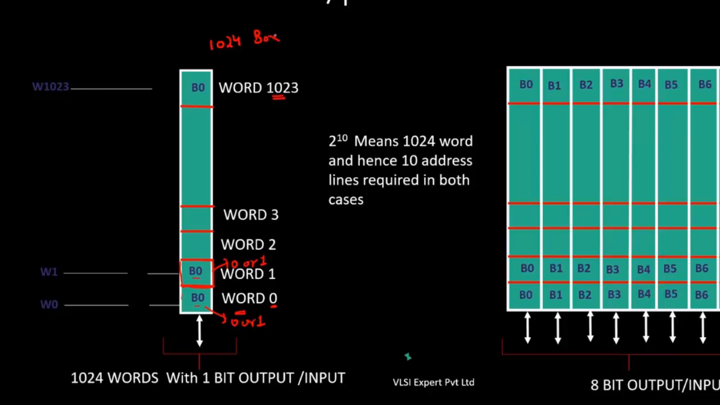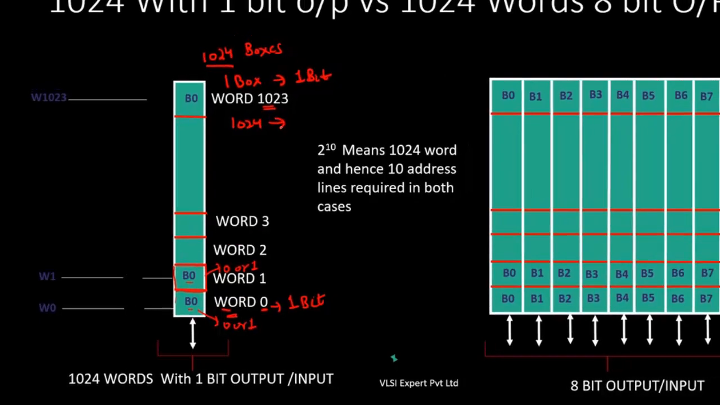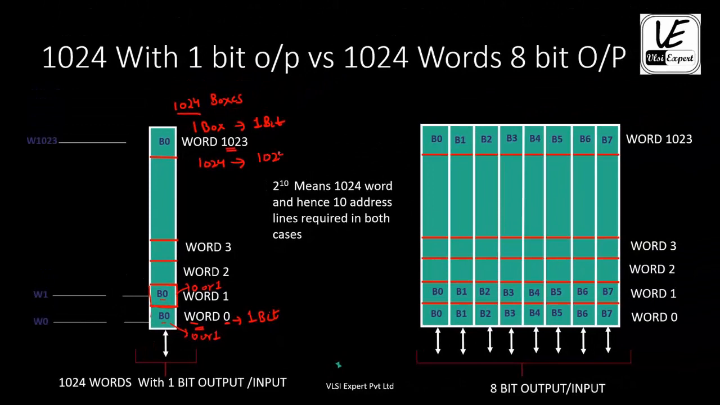Now each of these boxes is defined as a word. And right now each word is of just one bit. So how many boxes? 1024 boxes. In one box I have how many bits? I have one bit. So in 1024 boxes I am storing how many bits? I am storing 1024 bits. I hope I gave you clarity.